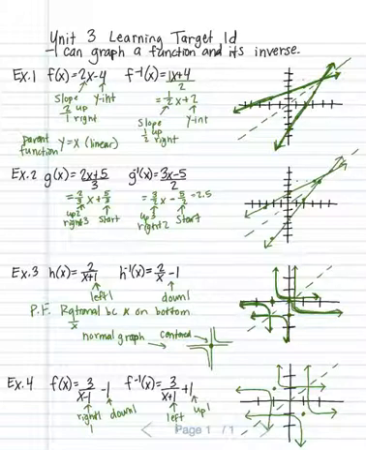So when you're graphing an inverse, if you can fold it over that y equals x line and they would land on top of each other, then you know you've done it correctly. Inverse graphs reflect over y equals x. That's all you got.